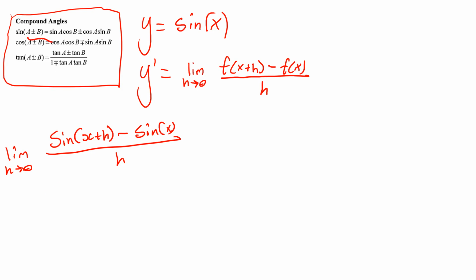So sine of a plus b, we can expand to this thing. Let's do that, and what we'll see is we can split up a whole bunch of stuff. So sine of x plus h is going to be sine x multiplied by cosine h, plus cosine x sine h.